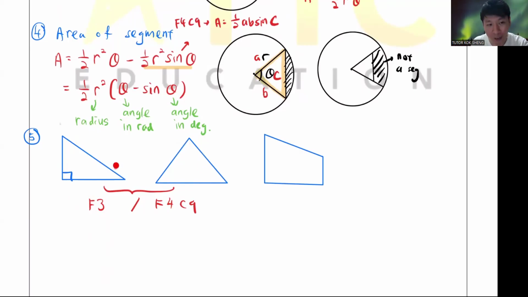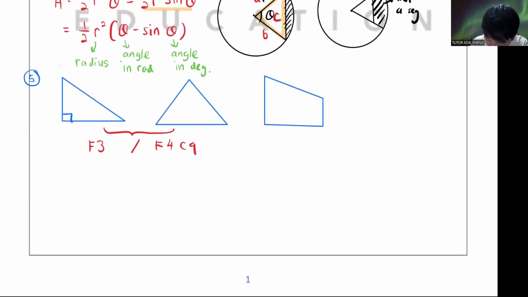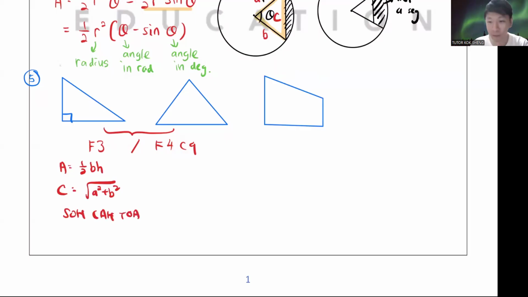For a triangle, if it is a right angle triangle, you can go for the Form 3 formulas. For example, area is 1/2 base times height, or maybe Pythagoras theorem. Remember what else? Oh yeah, one more: your sin cos tan. Yes, this one.